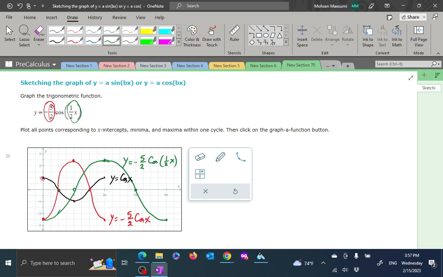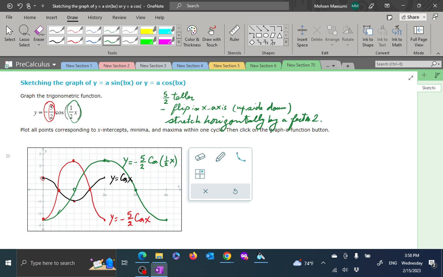So 5/2 taller, minus causes a flip in the x-axis or upside down. And then we have stretch horizontally by a factor of 2. So I explained it from the point of view of transformation of movement of the picture. You read your textbook or listen to Alex's steps, and that tells you how to do point plotting.